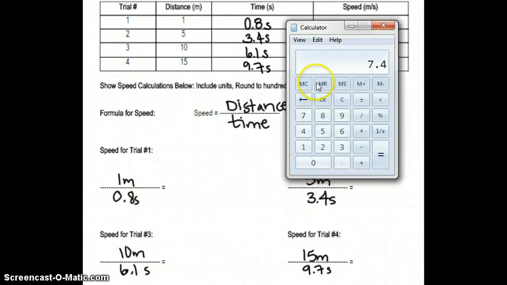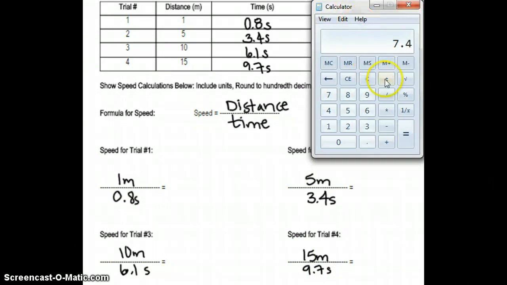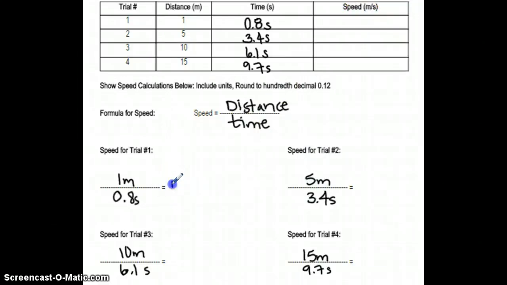All right, now I'm going to actually try and calculate these. So I'm going to get my calculator. Still have my number up from before. And 1 divided by 0.8 equals 1.25 for my first answer. So 1.25 meters per second. And we'll see we're rounding to no more than the hundredth decimal.